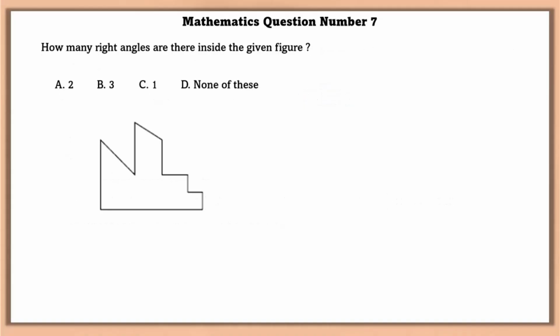Mathematics question number 7. How many right angles are there in the given figure? There are 4 right angles in the given figure.